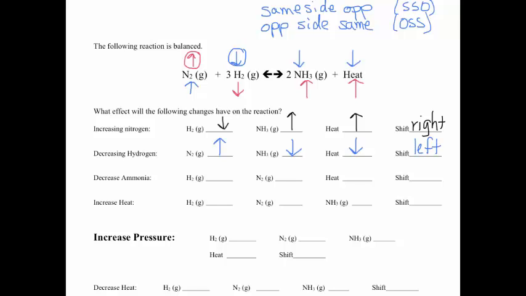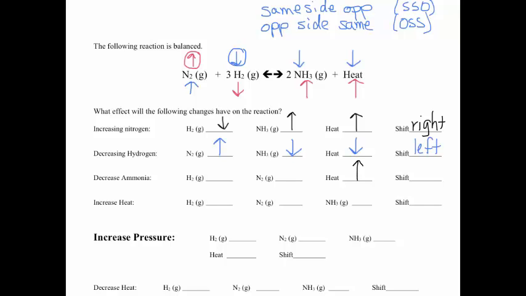Now I've started to make kind of a mess of this, and for whatever reason I can't erase, so I'm going to be doing the rest of the work on the lines for the problem. So we're going to talk about a decrease in ammonia. Here's ammonia. So we're going to decrease ammonia. And when we decrease ammonia, the same side, the opposite thing will happen. So heat is going to increase.